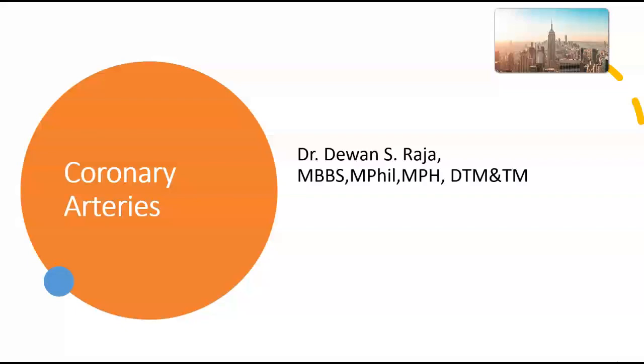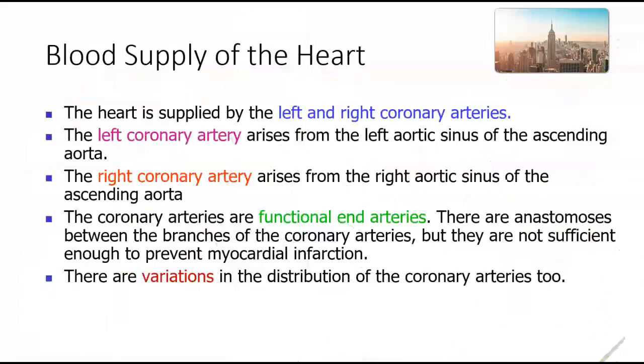Today I will discuss coronary arteries. The coronary arteries supply the heart. We have two coronary arteries, the left coronary artery and the right coronary artery. The left coronary artery arises from the left aortic sinus of the ascending aorta. The right coronary artery arises from the right aortic sinus of the ascending aorta. Both coronary arteries arise from the ascending aorta just above the aortic semilunar valve.